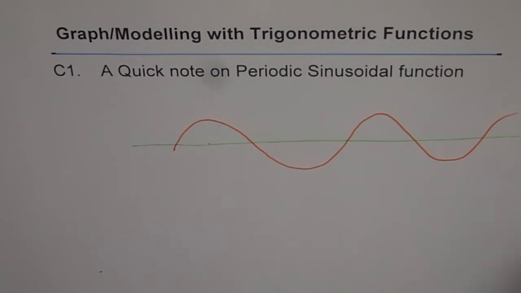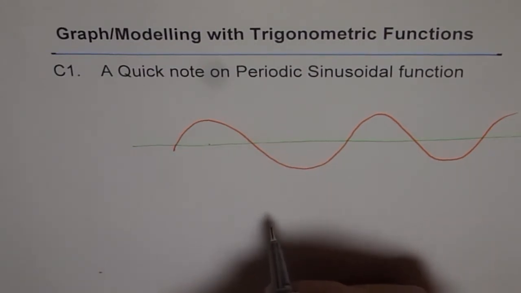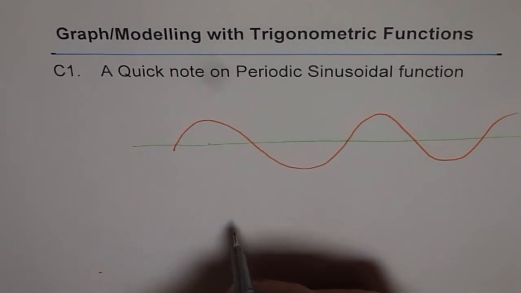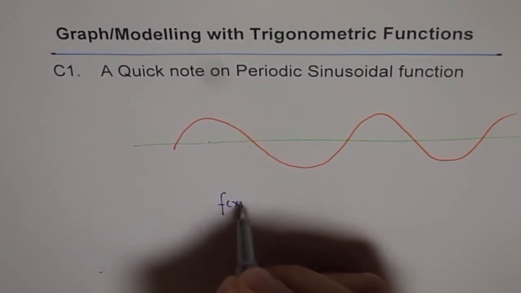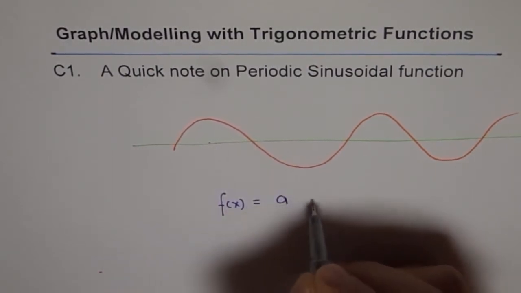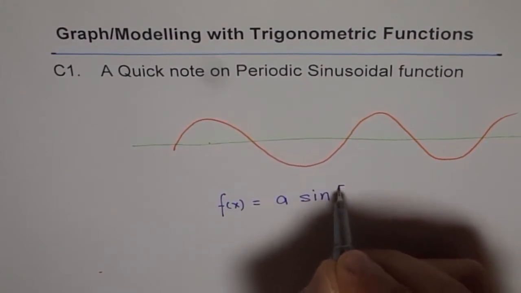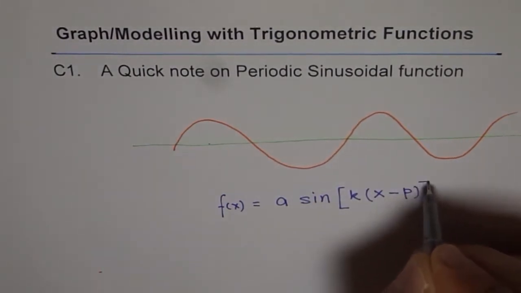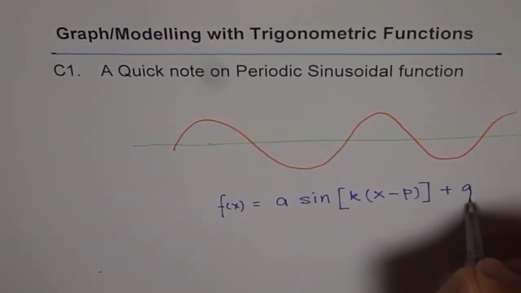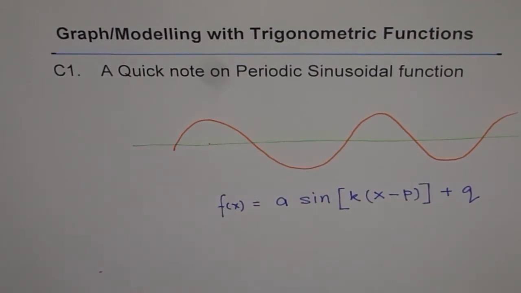Now, generally, we represent our wave in a kind of equation. Let me write a general function which will represent this kind of a wave. We say function f of x is equal to a times sine within bracket k x minus p, plus q. Now, this is the equation which we are going to deal with in this section. Almost in every problem we deal with, it is this equation which we are working with, correct? So let's try to understand this equation.